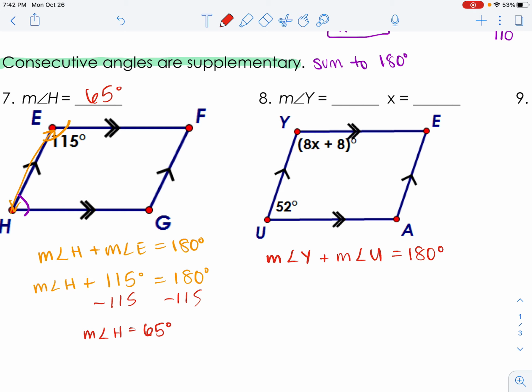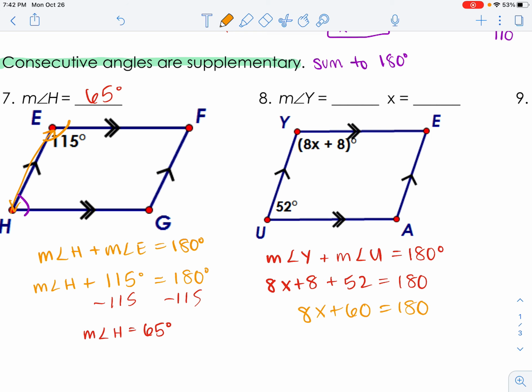We know that the measure of angle y is represented by the expression 8x plus 8. And I know that the measure of angle u is 52, equal to 180. We want to simplify, so I've got here some like terms that we can add. On the left-hand side, we have 8 and 52, so I can add those. 8 plus 52 is 60, so we get 8x plus 60 equals 180.